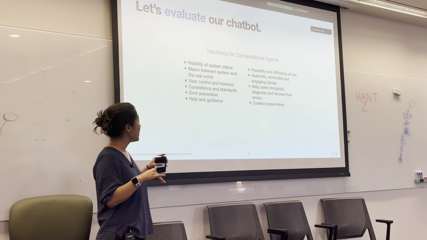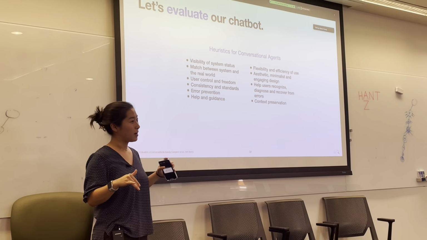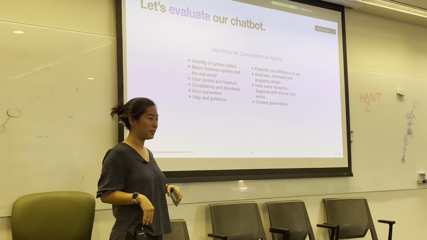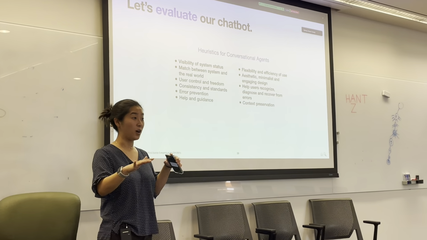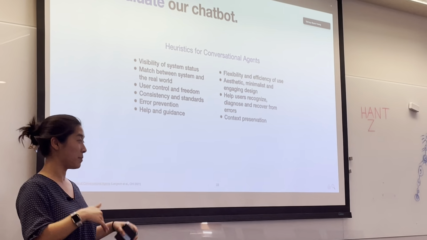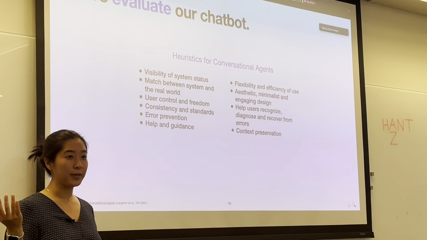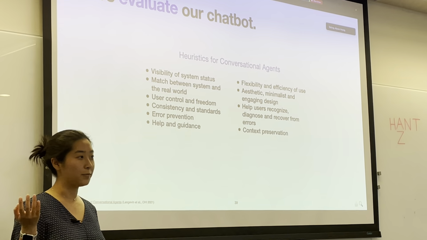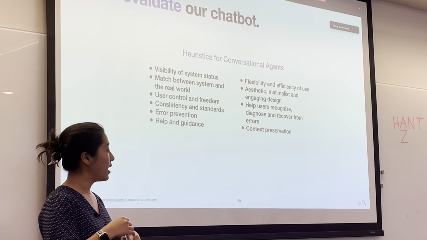So this paper has a bunch of heuristics for conversational agents. A conversational agent is basically any interface that you can have a conversation with. It might be a chatbot, like the thing I made. It might be voice-based, like one of your favorite voice assistants. Maybe it's on your phone.